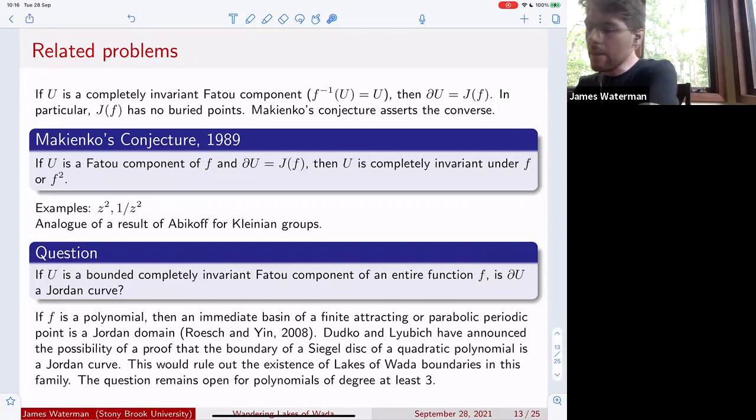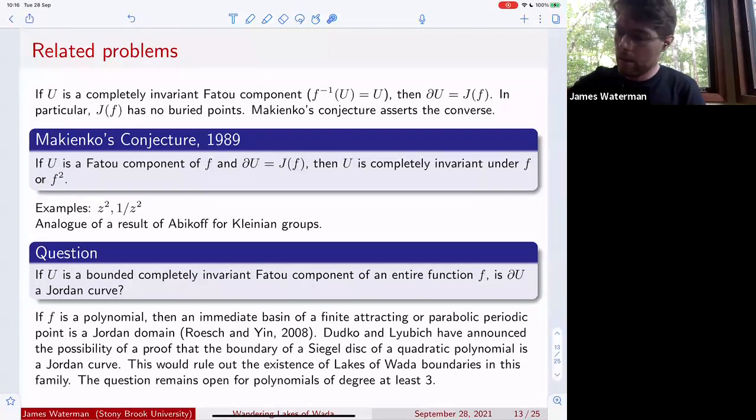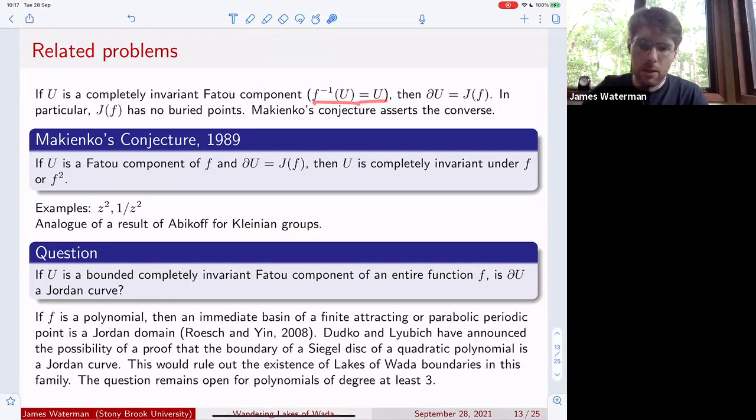So suppose we have a completely invariant component U, that is, the preimage of U is in fact equal to U. It's not too hard to show then that the boundary of U is in fact the whole Julia set. So in particular, the Julia set doesn't have any buried points. Martí-Pete's conjecture asserts the converse: if U is a Fatou component of f and the boundary of U is the whole Julia set, then U is completely invariant under either f or the second iterate of f.